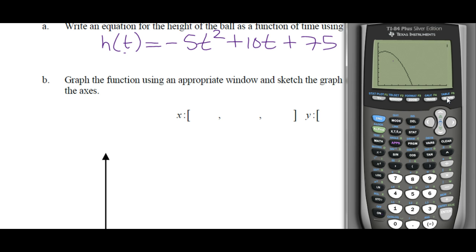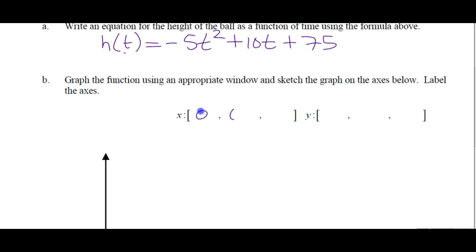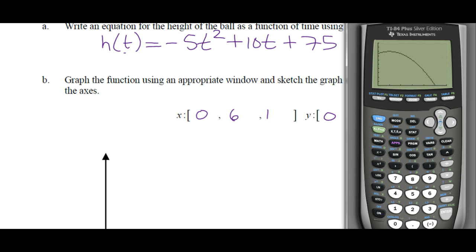That's it. Decent, but 1, 2, 3, 4, 5. Looks like it hits the ground in 5 seconds. So you know what? Let's take this to 6, just so I can go a little past. I don't mind the 100. I think the 100 is good. Okay, so I think that's a pretty good window. So when we set the window here, I went 0 to 6 by 1, and I went 0 to 100 by 10s. So that's the window I'm using.